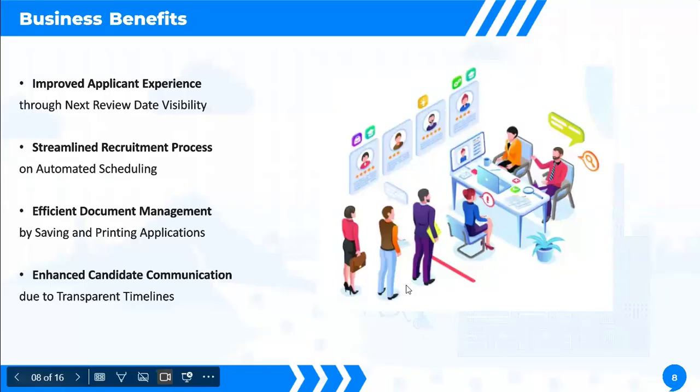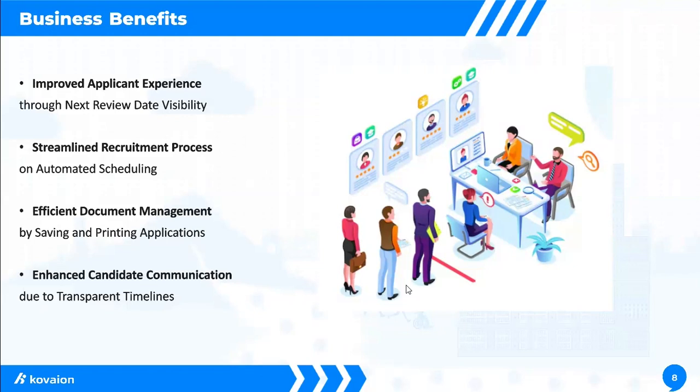Here are the business benefits of recruiting enhancements introduced in PUM 49. Improved applicant experience. Yes, applicants can see the next review date directly on job search pages, providing clarity on when their application will be reviewed, reducing uncertainty and enhancing their experience. Next one is streamlined recruitment process. Recruiters can efficiently schedule and manage bulk reviews for continuous job openings, saving time and reducing manual effort by automating the calculation of review date.